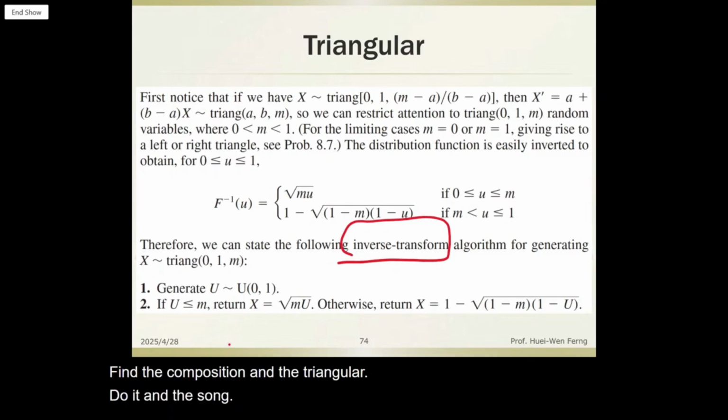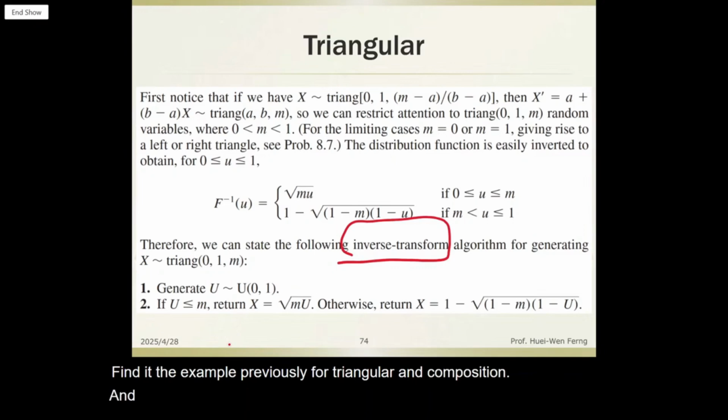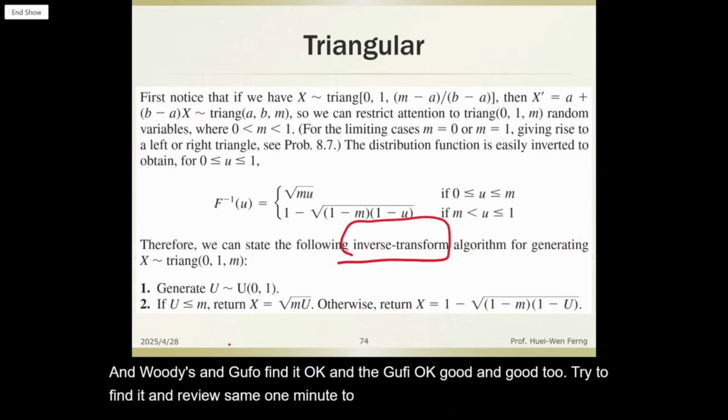find it, the example previously for triangular and composition. And Ulis. And Gufo, found it. Okay. And Gufai. Okay, good. And good too. Try to find it and review. Same, 1 minute to review for the triangular layer. Triangular and composition.